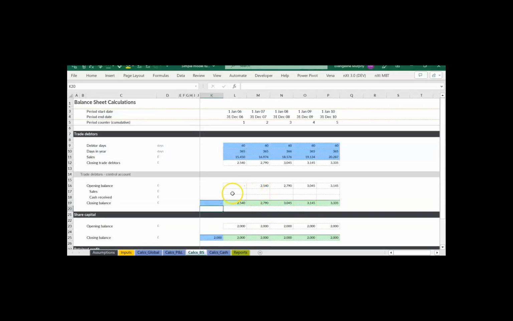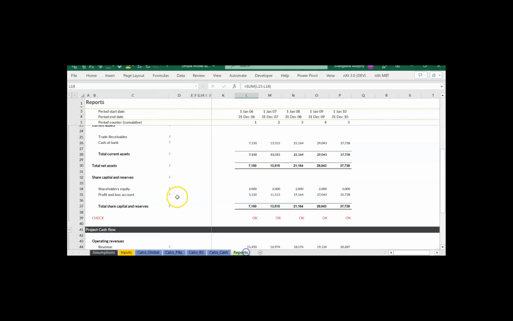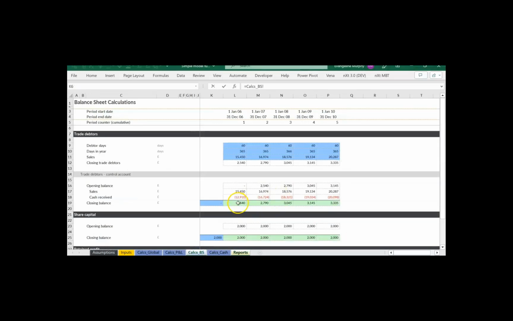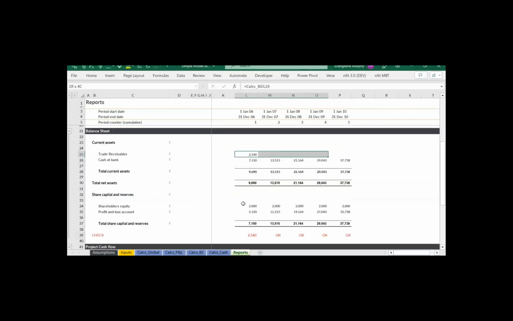We then need to include our sales value. Then the cash received is the balancing figure, which is the closing balance minus the opening balance and the sales figure. We can now link this up to our balance sheet.